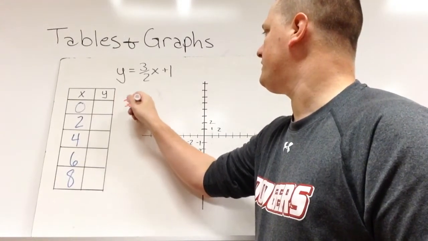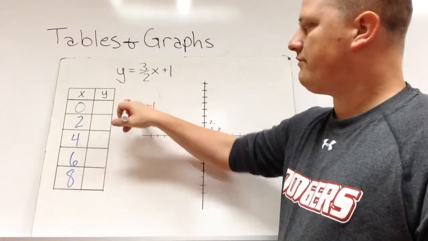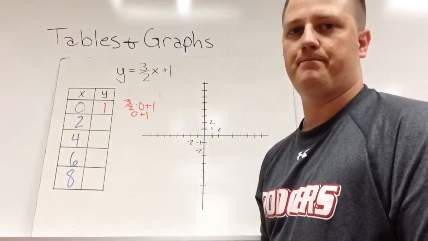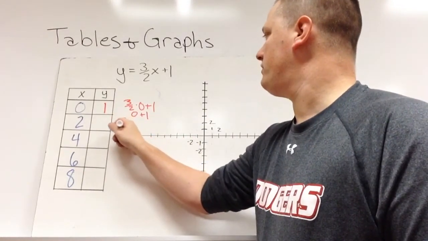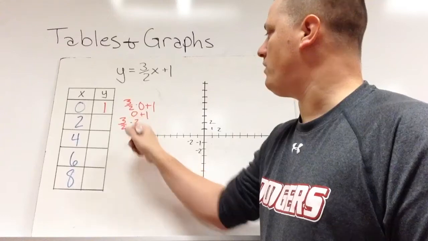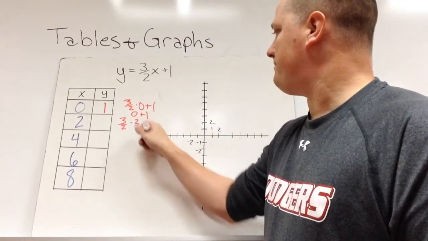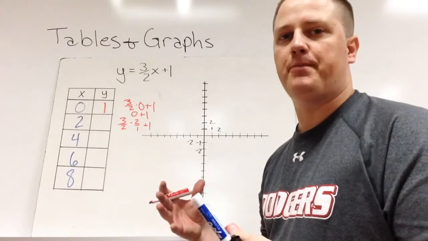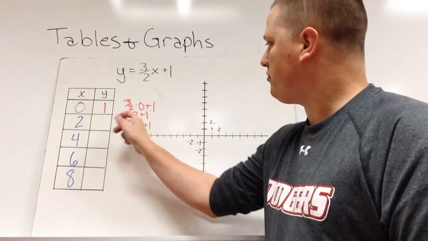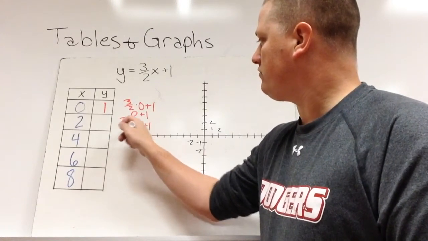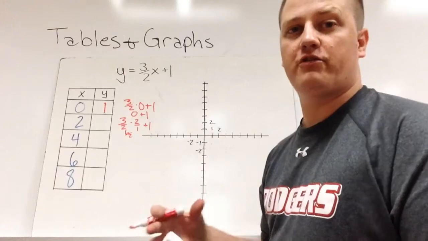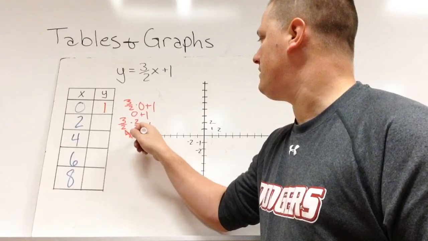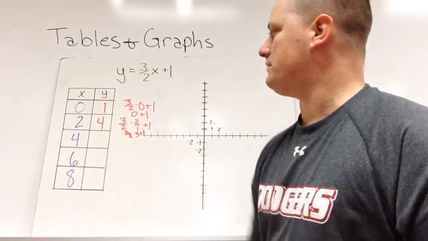3 over 2 times 0 plus 1. 3 over 2 times 0 is 0, plus 1 is 1. 3 over 2 times 2, I'll put a 1 under it, plus 1. So 3 over 2 times 2 over 1, we multiply this, top times top, bottom times bottom. 3 times 2 is 6. 2 times 1 is 2. 6 over 2 actually reduces to a non-fraction. So this becomes 3 plus 1. It's going to give us 4.